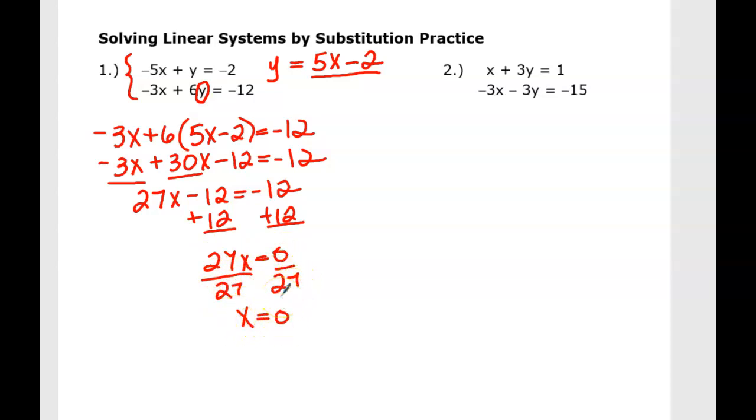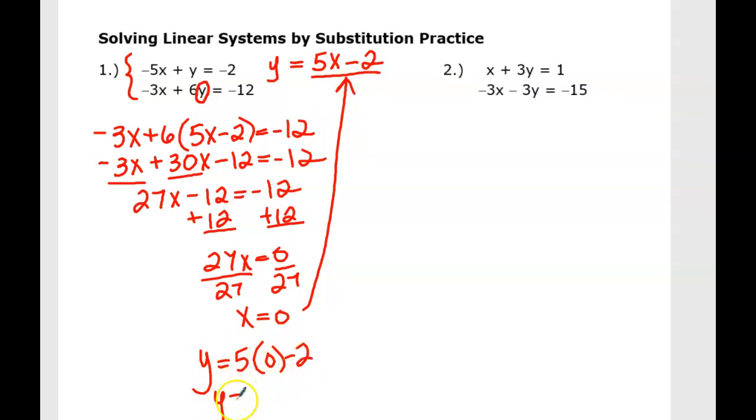Okay, so again, halfway there, I take that 0, I plug it in to get my y. My y is equal to 5 times 0 minus 2, or my y is negative 2. So my solution here would be the ordered pair 0, negative 2. All right.